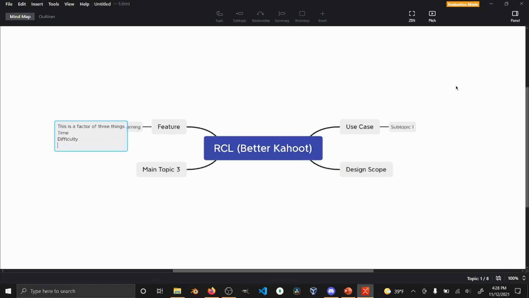No spell check? That's definitely wrong. Time? Is it? Difficulty? Okay. Time, difficulty, and then, yeah. Okay.